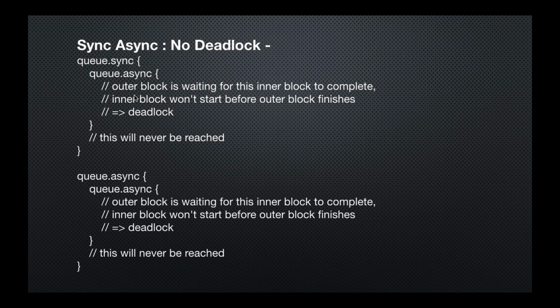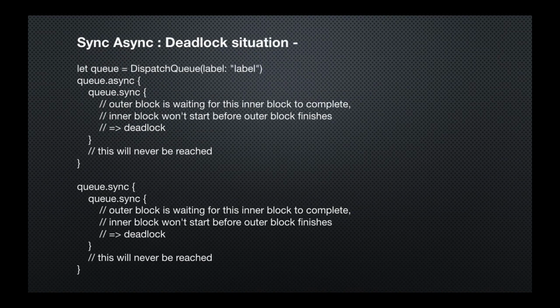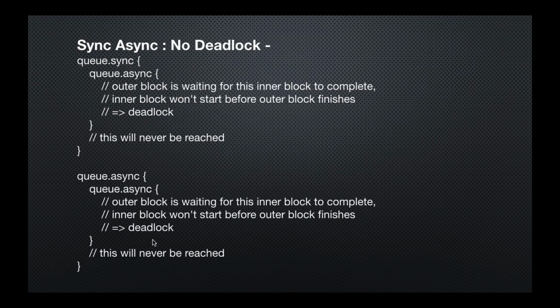Write a print statement in this block, and write it after these two blocks as well. Write one print statement in this block, another print statement in this block, and then one print statement after this, and then do all these four deadlock situations, right? These two are deadlock situations and these two are where deadlock doesn't happen.